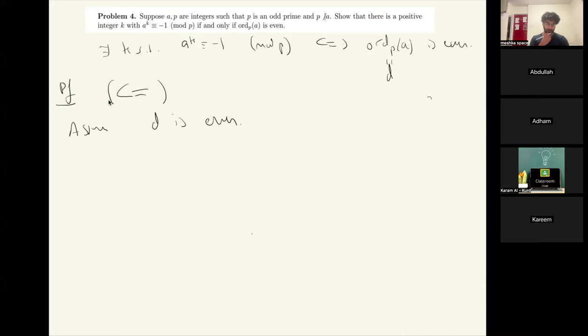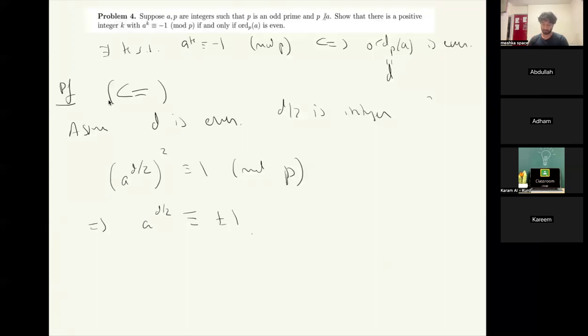We have a to the D over 2, squared, is congruent to 1. Right, so D over 2 is an integer. So a to the D over 2 squared is congruent to 1 mod p. Okay, so what do you do with this? So a to the D over 2 is either 1 or minus 1, and this is where we use that p is prime.